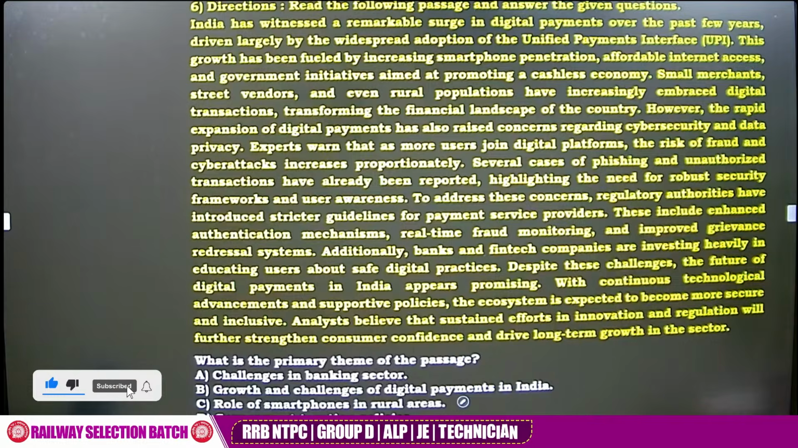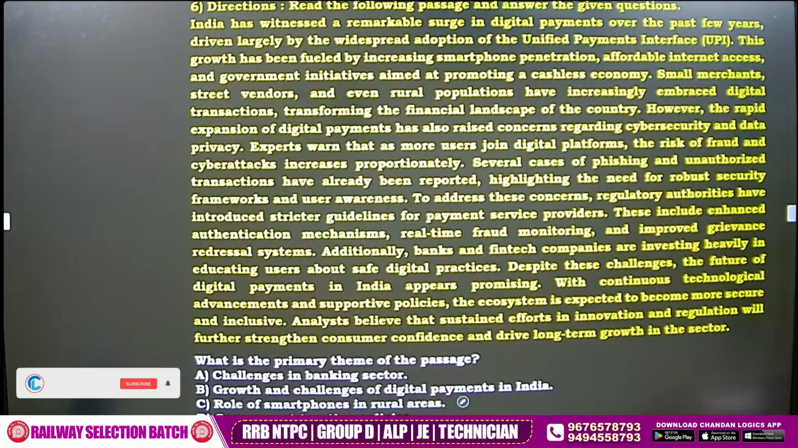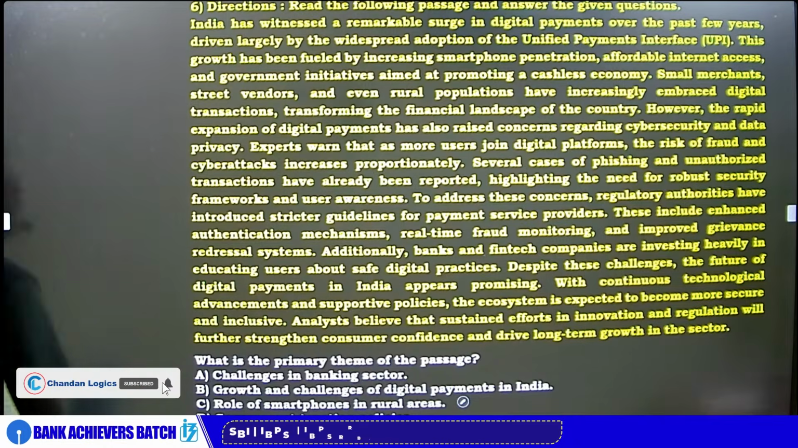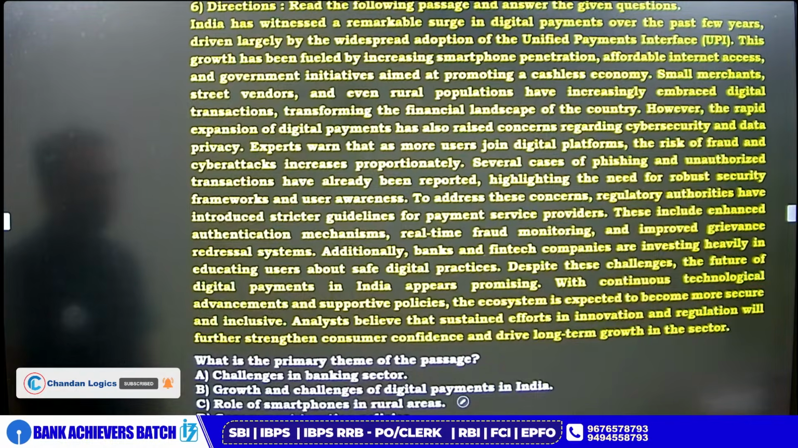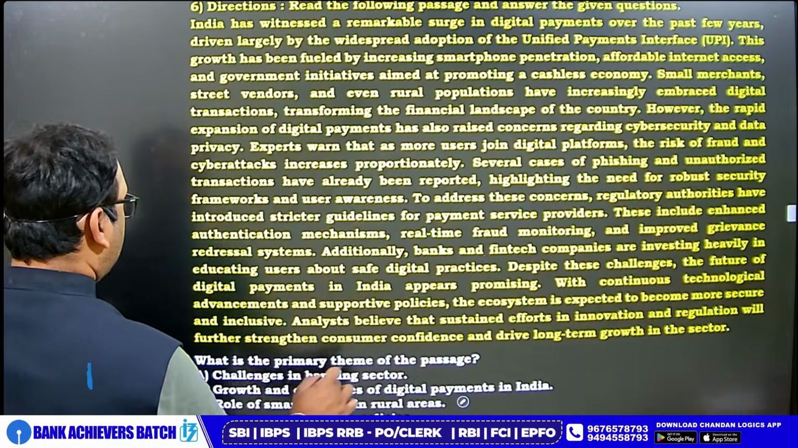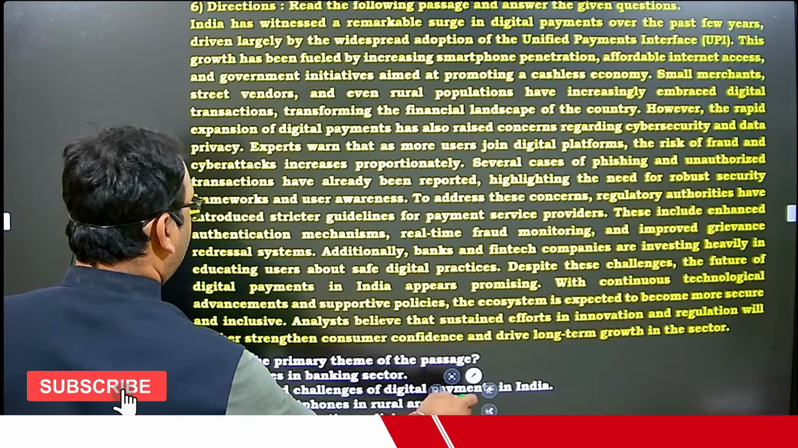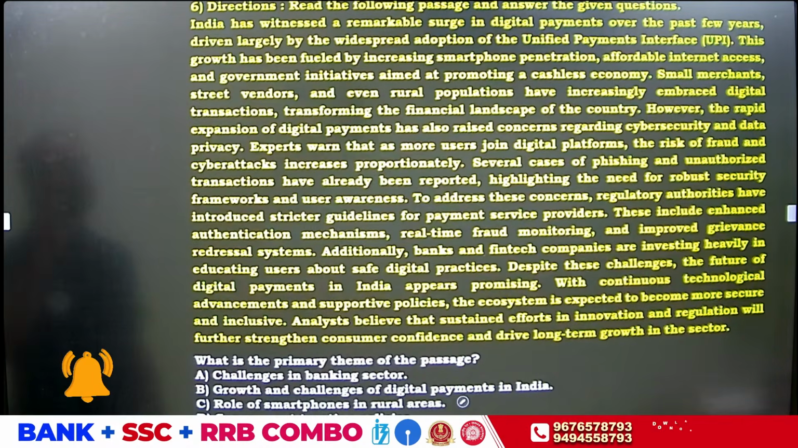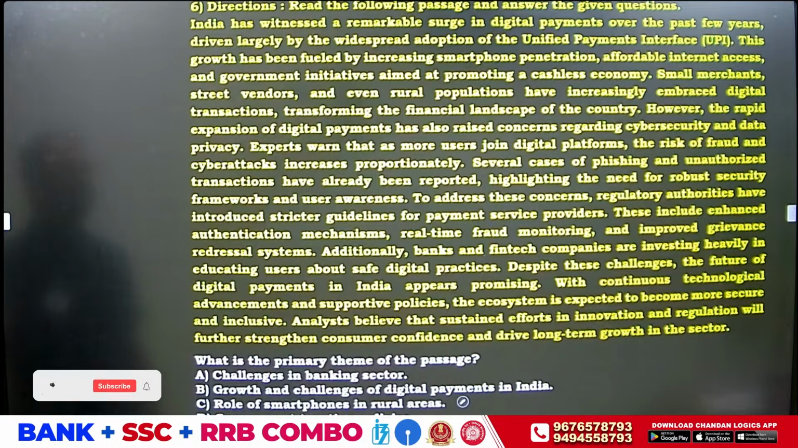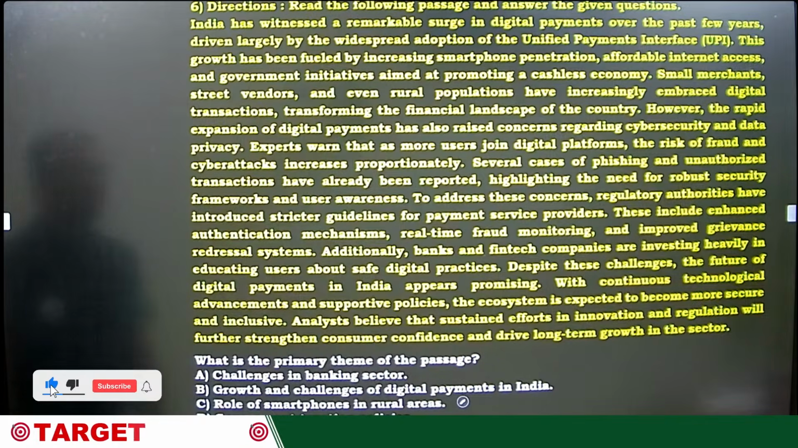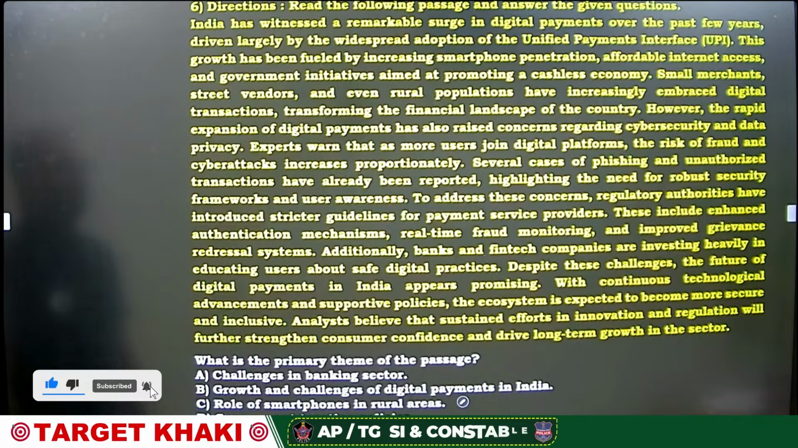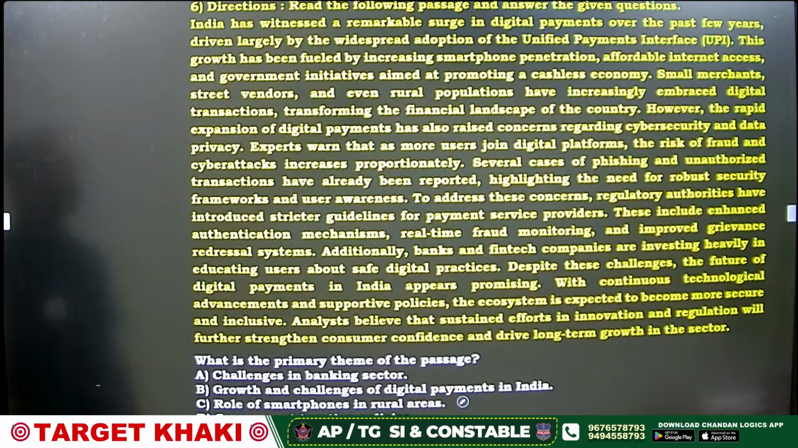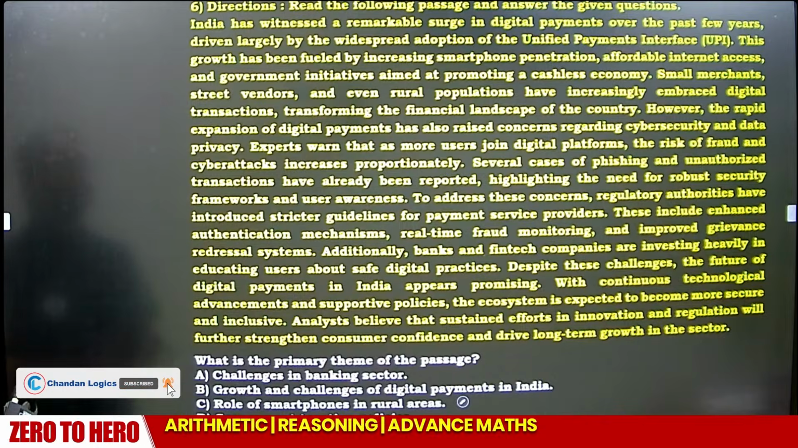Guys, I'll test a common sense question. Can you find out question number 6? What is the primary theme of the passage? Can I give you only 30 seconds? What is the theme of the passage?